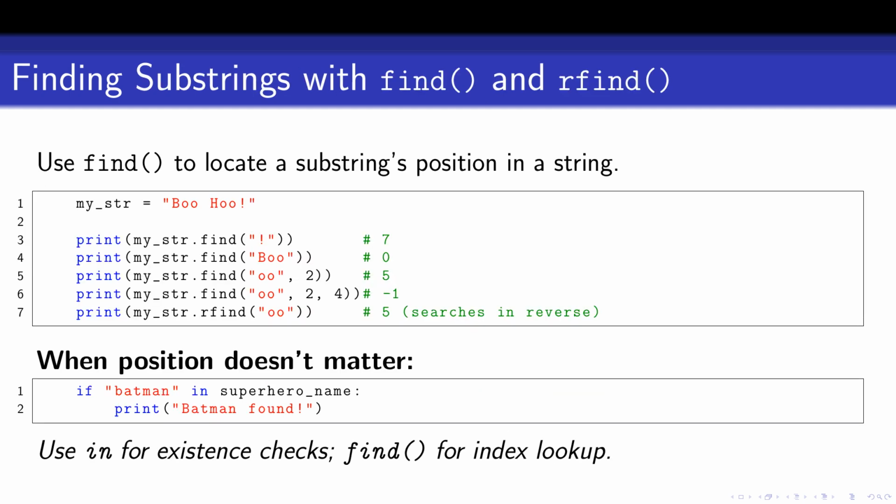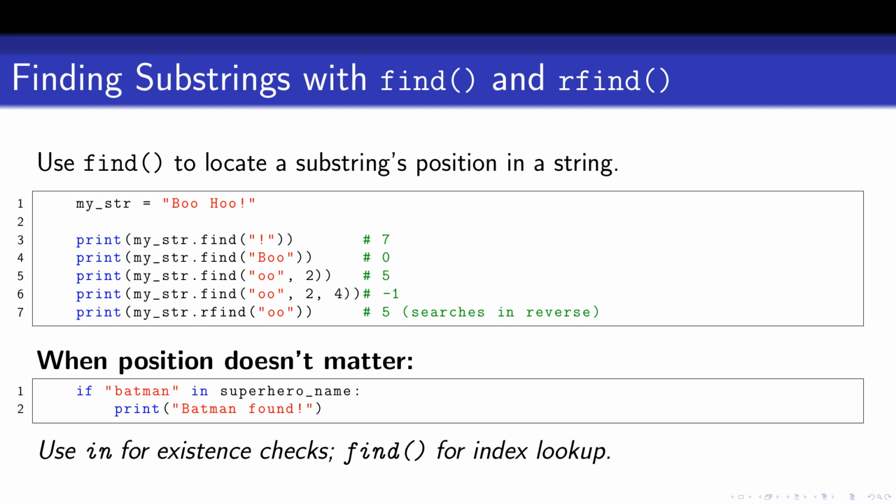To locate substrings within a string, Python provides methods like find and rfind. The find method returns the index of the first occurrence of a substring, while rfind searches from the end of the string and returns the last match. You can also supply start and end indices to narrow the search range.